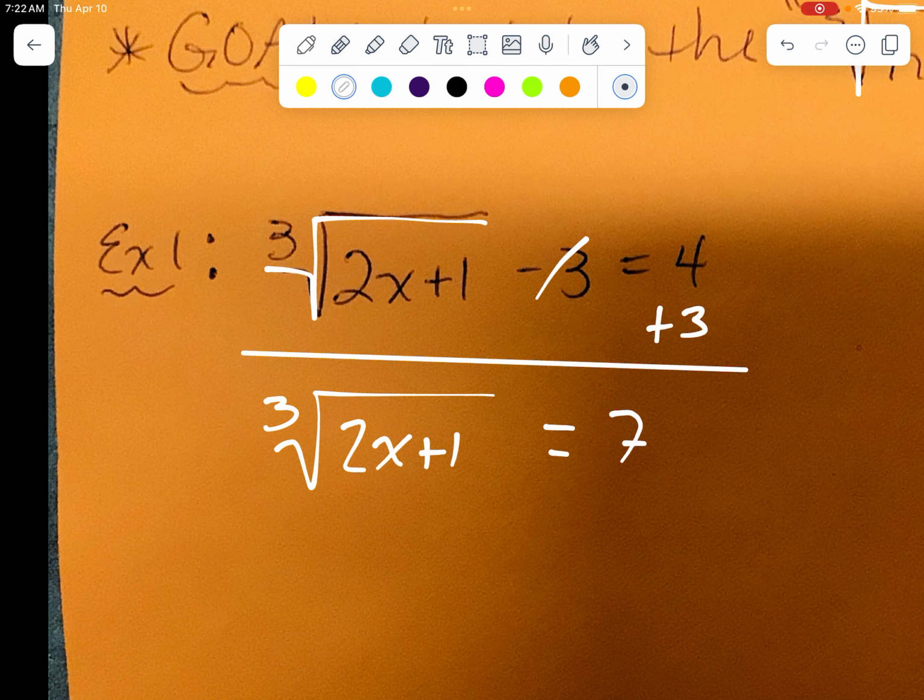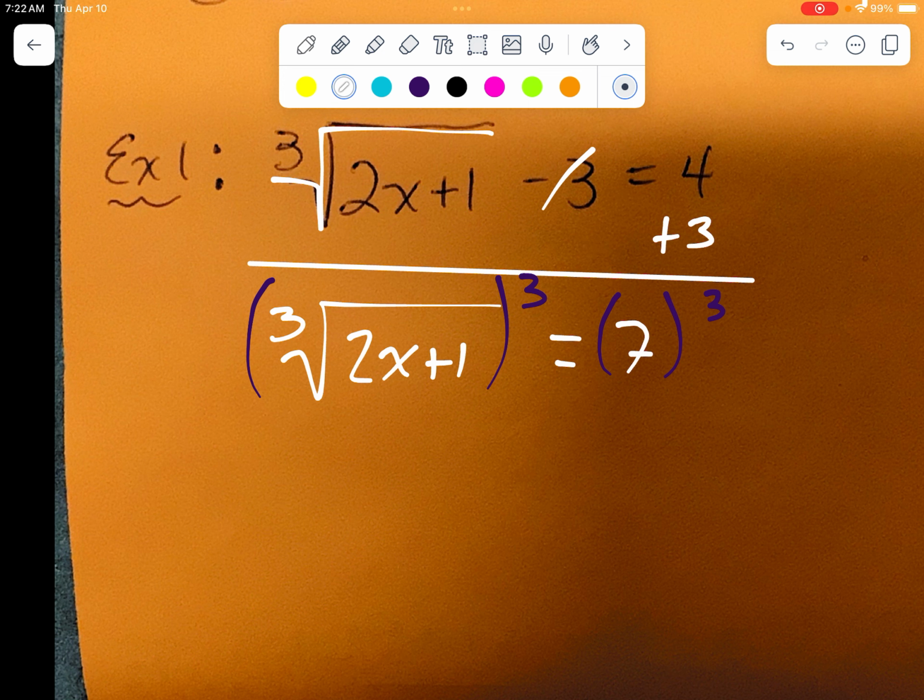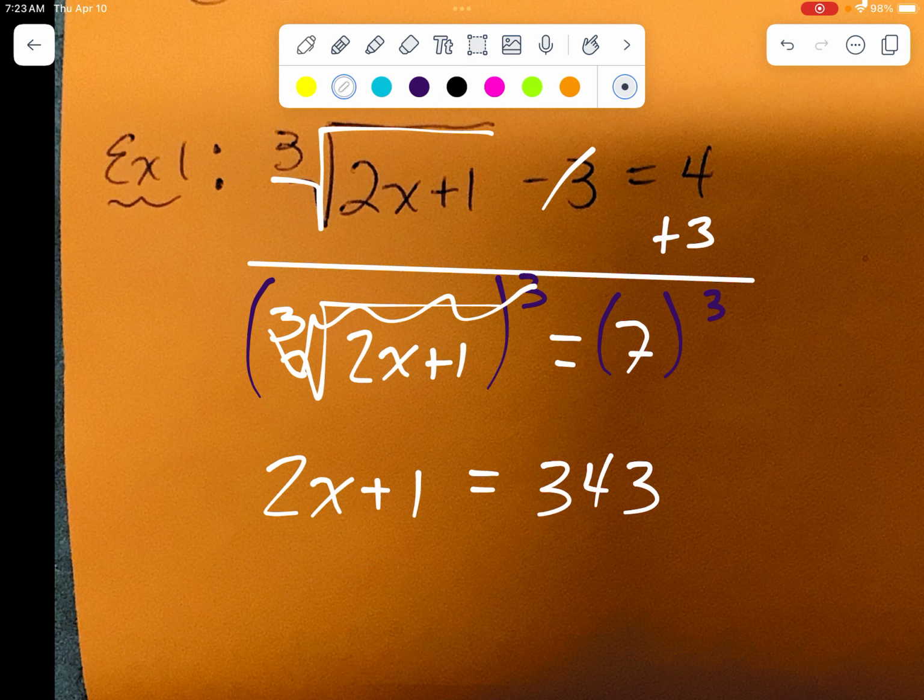And now what we're going to do is remove the house. The opposite of cube root is to the third power. So we're going to go to the third power on both sides. That removes the house here. The house goes away, so that leaves us with 2x plus 1 equals, and then we have to do 7 times 7 times 7, which is 343, or 7 to the third power.